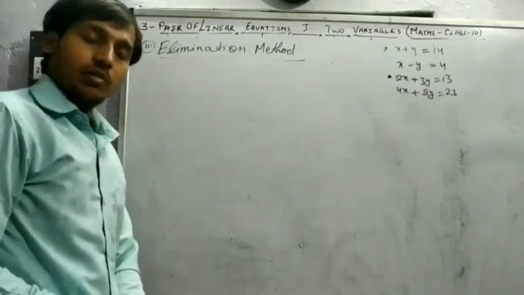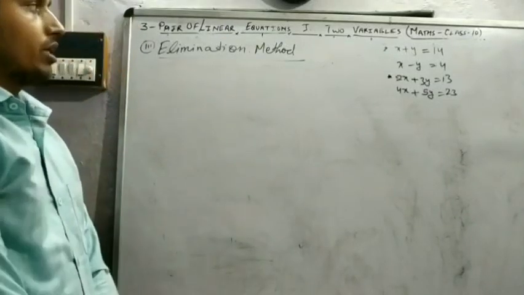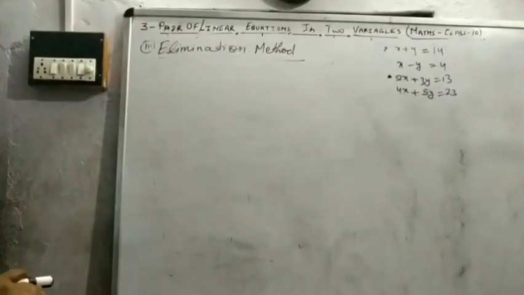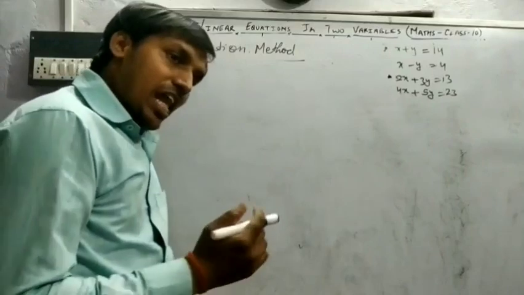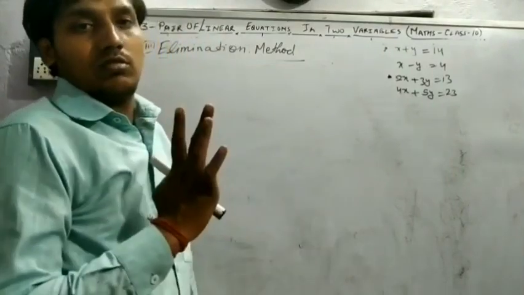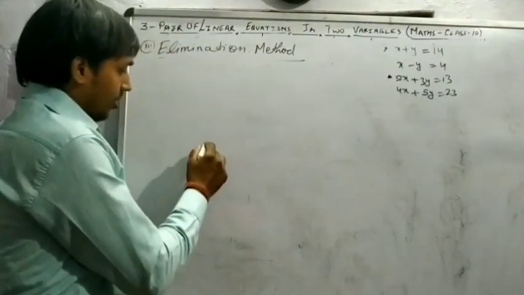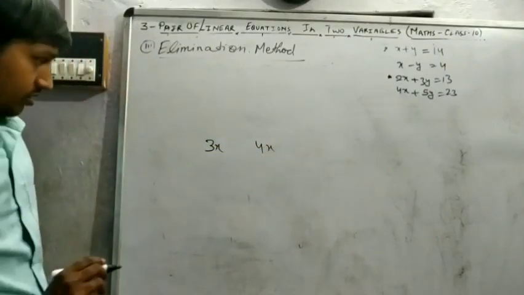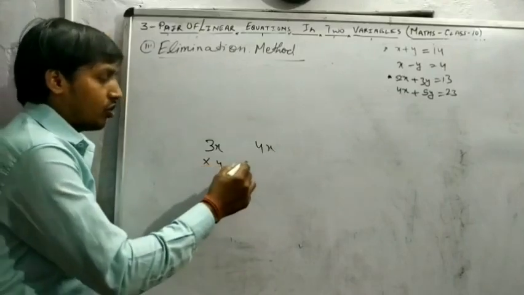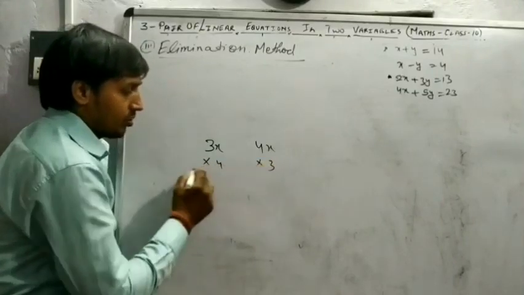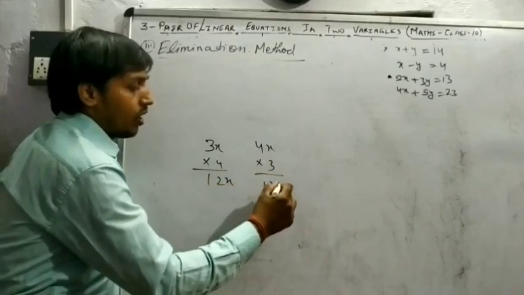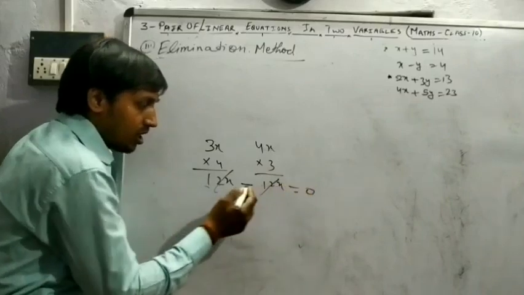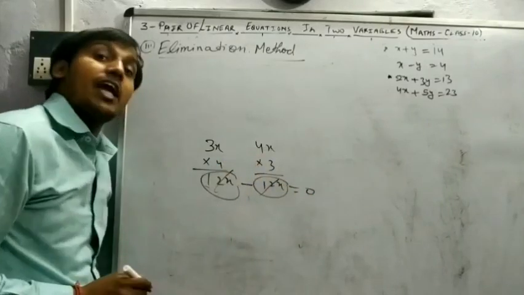So it's a third method to solve the linear equation in two variables. That's the elimination method. Elimination means eliminate any variables. You know, if here is 3x, here is 4x, it's not eliminated. But when we multiply this by 4 and this by 3, you get 12x and 12x. And subtract them, so this is cancelled out. Means we have to eliminate x.